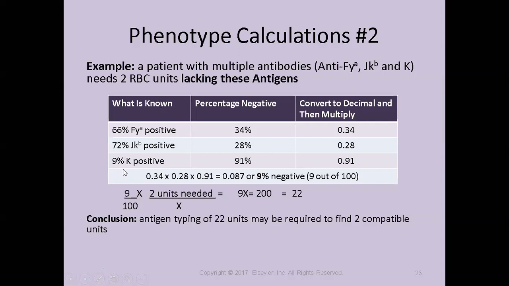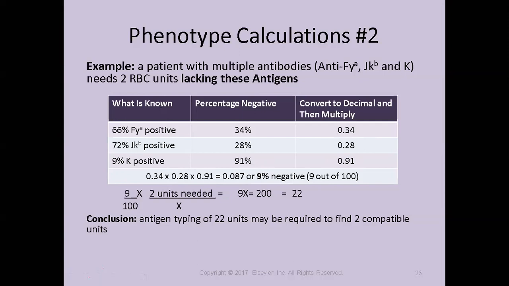Lastly, only 9% of the population has big K. So that means 91% of the population will be negative for this antigen, and that will convert to 0.91. So similar to last time, now we're going to take each one of these decimals and multiply them by each other. 0.34 times 0.28 times 0.91. We get 0.087, which would round to about 9% negative, 9 out of 100.